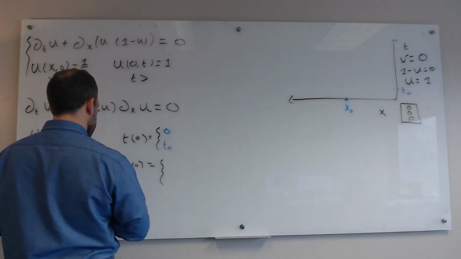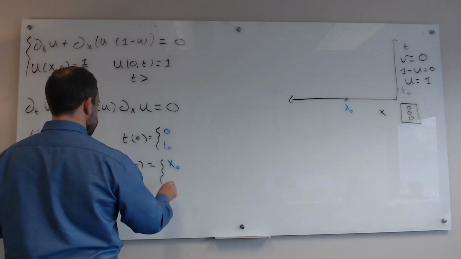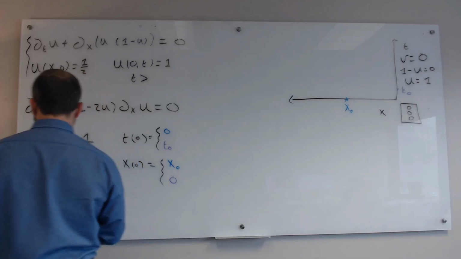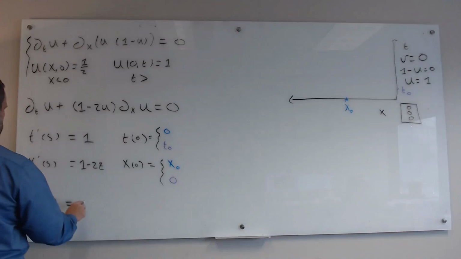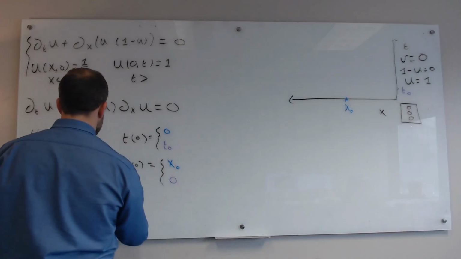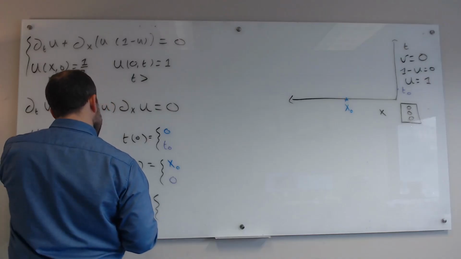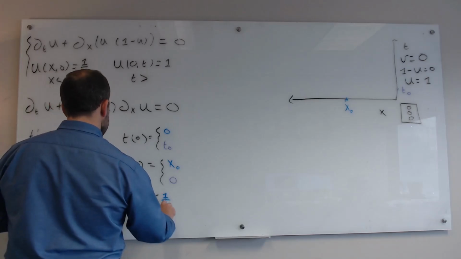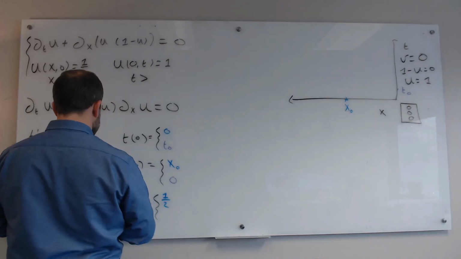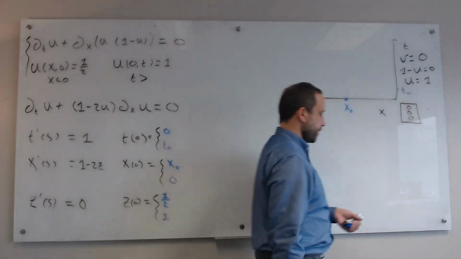X of 0 is going to be equal to x naught if we start on the negative x-axis, and 0 if we start on the positive t-axis. And z prime of s is going to be equal to 0, with z of 0 being equal to 1/2 for the characteristics starting on the negative x-axis, and 1 for the characteristics starting on the positive t-axis.